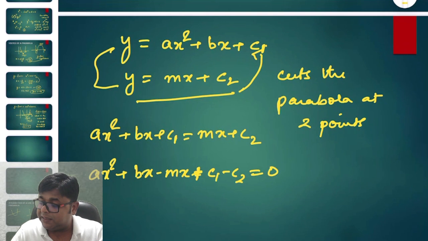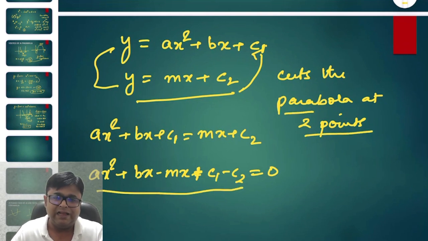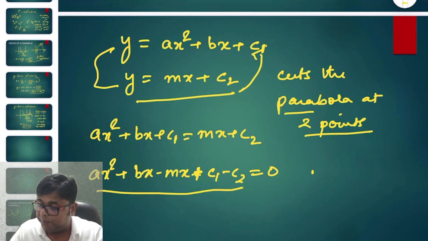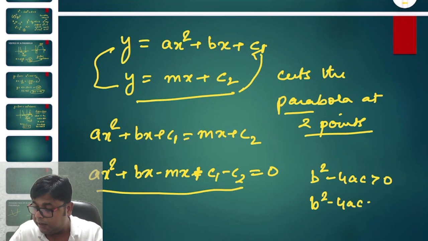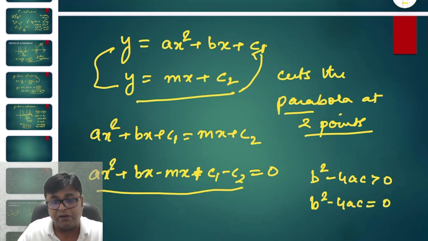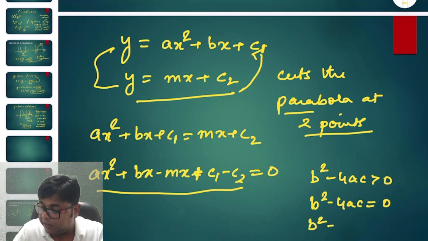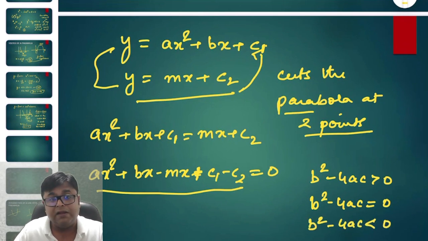So now, if it is cutting the parabola at 2 points, that means this equation will have two roots, because it has become a quadratic, and it will have two roots when b square minus 4ac is greater than 0. Similarly, if it had said that it touches the parabola, I would have put b square minus 4ac equal to 0 to solve for the range of values of whatever unknown is there, and b square minus 4ac less than 0 if the line is not touching or cutting the curve, that is quadratic.